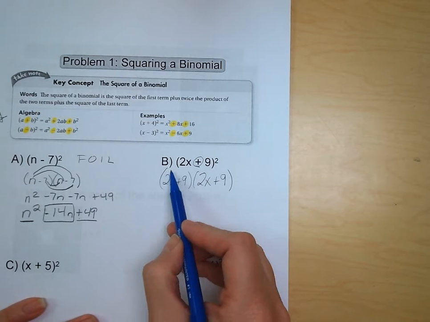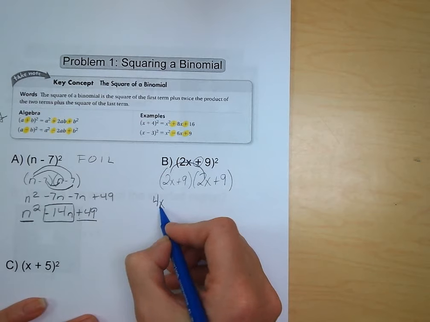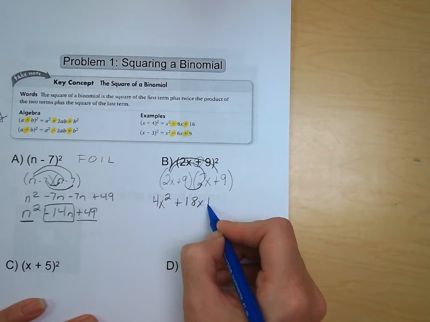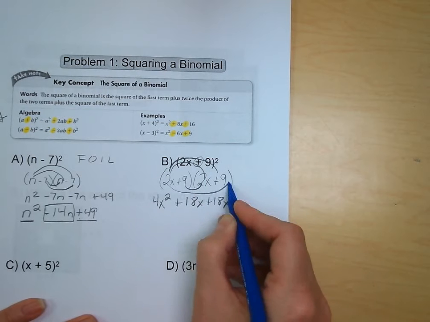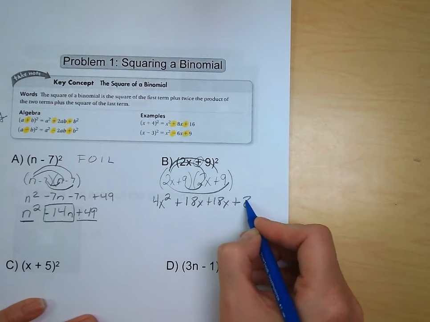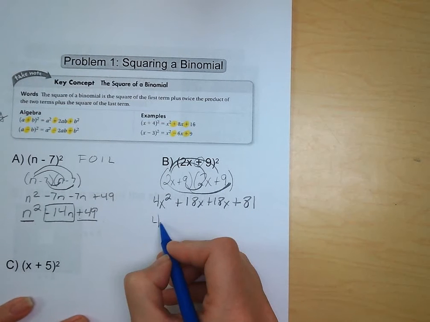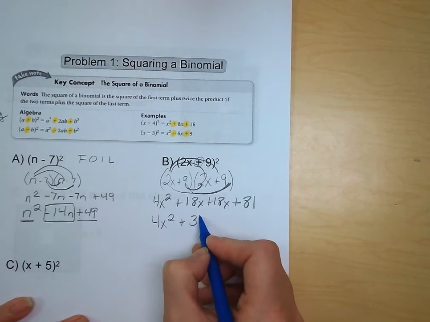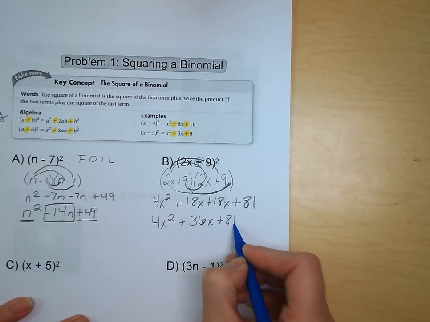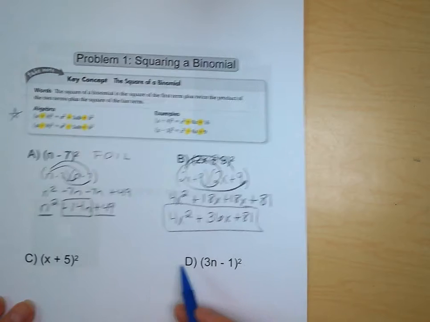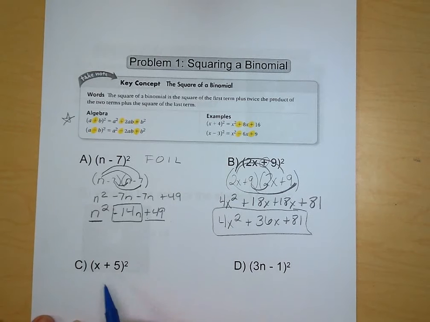So we're going to do our FOIL. First is 4x squared, outer 18x, inner 18x, and last 81. All right, combine like terms. We've got 4x squared plus 36x plus 81. Remember, at any time, pause these videos, work a problem on your own, check your work with our solution.